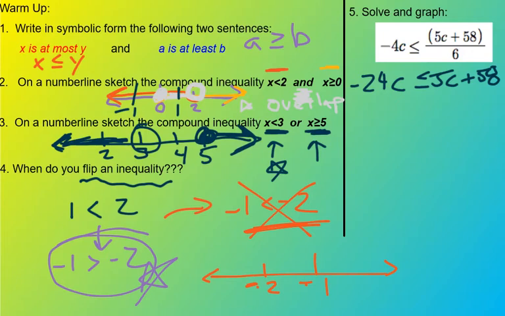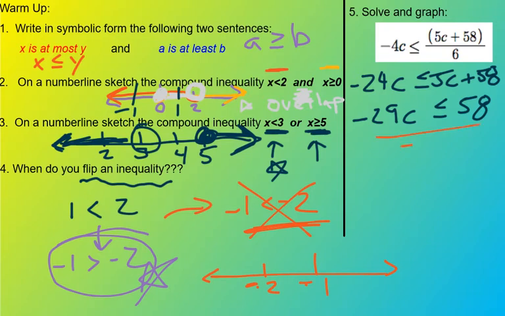In this case, I would probably just subtract 5c. So that would be negative 29c is now less than or equal to 58. And this is a good example of when you're going to need to be careful. So I'm going to do this in red.